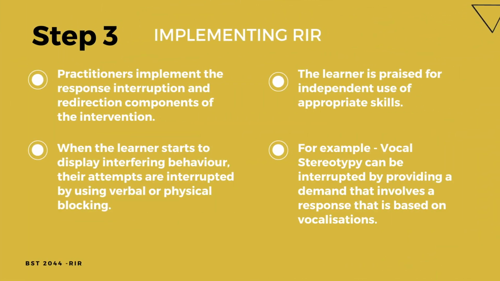Step 3. Implementing response interruption and redirection using the components of the intervention. This is where the learner is praised for independent use of appropriate skills, and when the learner starts to display interfering behavior, practitioners interrupt the learner's attempt by using verbal blocking or physical blocking. For example, vocal stereotypy can be interrupted by providing a demand that involves a response that is based on vocalizations. Hence, it makes the learner display appropriate verbal behavior while no longer engaging in an incompatible behavior.